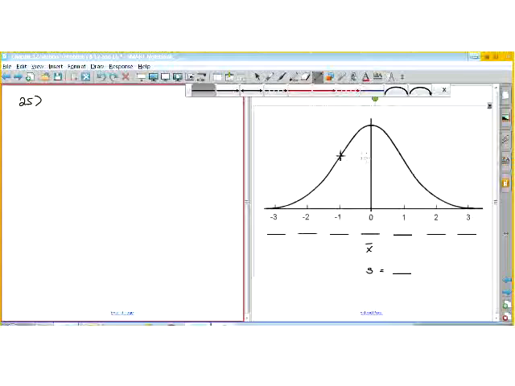Okay, let's say z equals 0. 50% of the data is to the left of z. One standard deviation is 34 or something.